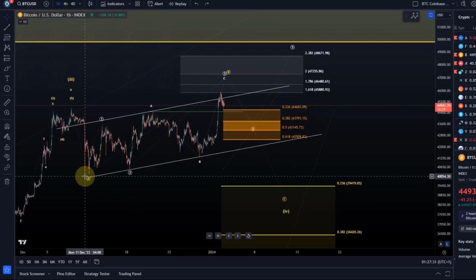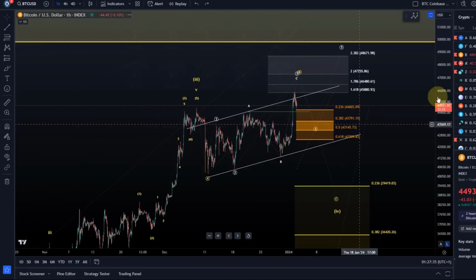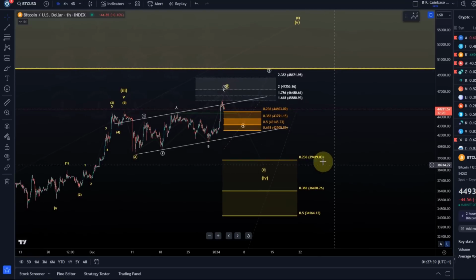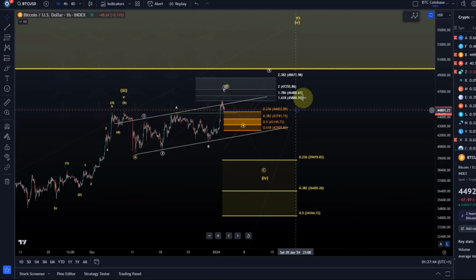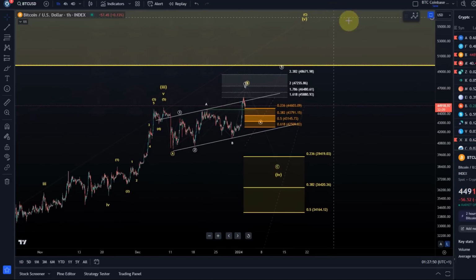But the wave 4 could have been finished. Obviously, we could be in this wave 5. The idea, however, is that in both scenarios, they're both basically just two different pathways to the same target, that we still would like to see one more high to 50K plus before we get to the next major decision point and before we could get a deeper pullback. Let's see if we get it.